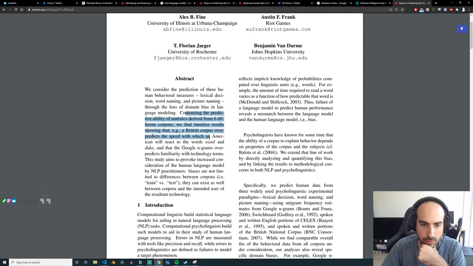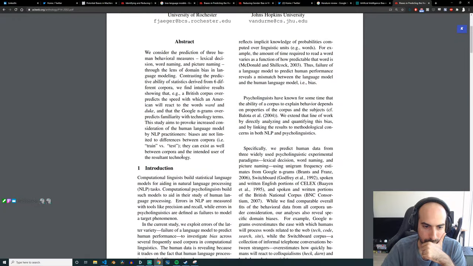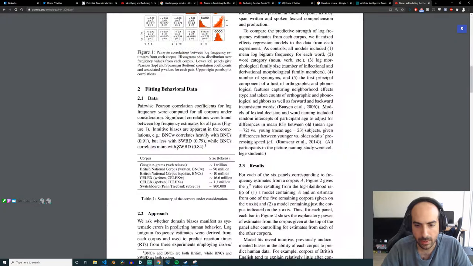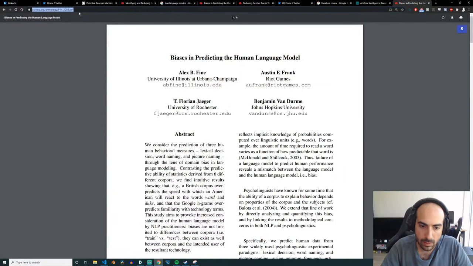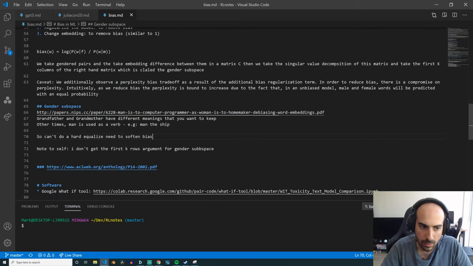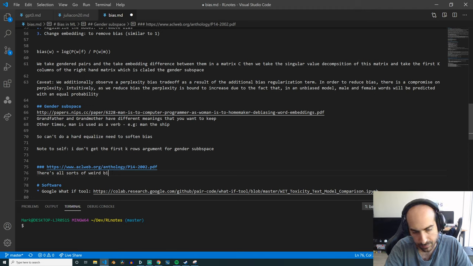Okay, so I think what this is saying is that a data set is highly biased. There's all sorts of weird biases in data sets.